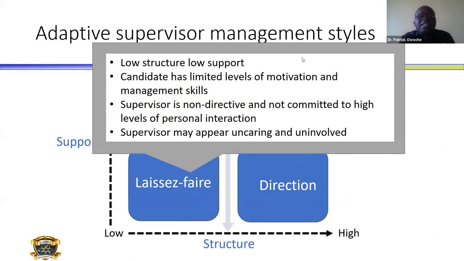The next is the laissez-faire: low structure, low support. The candidate has a limited level of motivation and management skill. The supervisor is non-directive and not committed to a high level of personal interaction. The supervisor may appear uncaring and uninvolved. Now, this one again is used in various phases of doctoral research, as I will show later on.